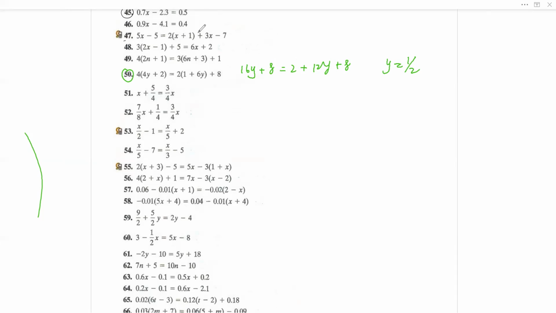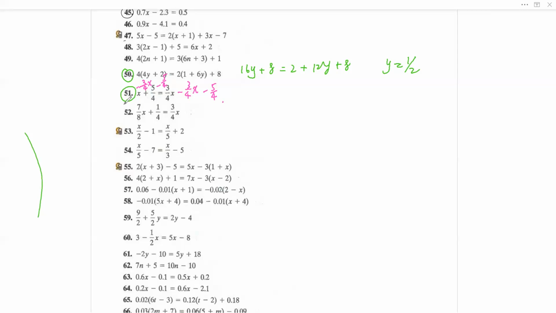Okay, let's move to 51. In a fraction situation, actually we use the same rule, right? So both sides minus 4/4 x, minus 4/4 x. All right, so on the left part, both sides minus 5/4.